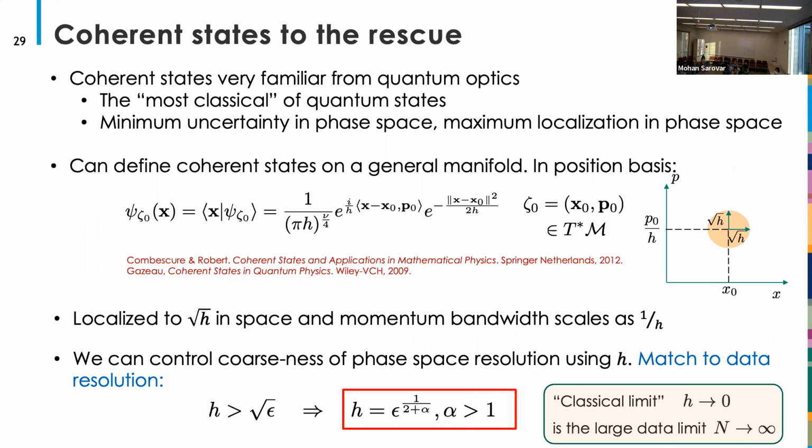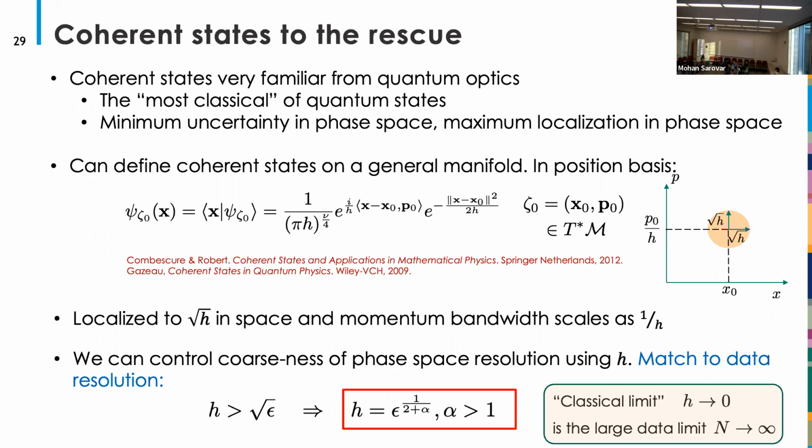And to make sure that it's comfortably above root epsilon, you pick a tuning parameter alpha greater than 1, and you set h to be epsilon to the 1 plus 1 on 2 plus alpha. So this is this beautiful link between uncertainty in phase space and the resolution that you have from the data that you have from your sample. This is connecting a kind of data-driven Planck's constant. Your theory has a Planck's constant that's set by the amount of data you have.